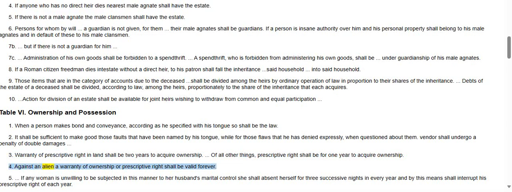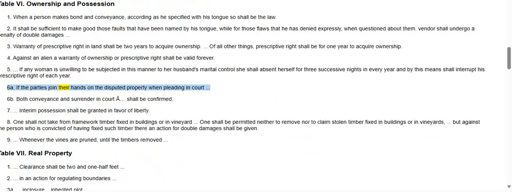4. Against an alien, a warranty of ownership or prescriptive right shall be valid forever. 5. If any woman is unwilling to be subjected in this manner to her husband's marital control, she shall absent herself for 3 successive nights in every year, and by this means shall interrupt his prescriptive right of each year. 6a. If the parties join their hands on the disputed property when pleading in court. 6b. Both conveyance and surrender in court shall be confirmed.